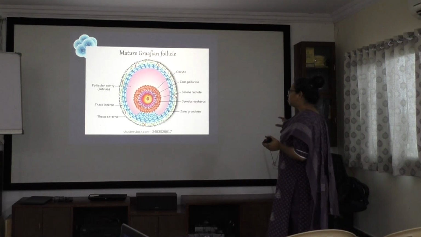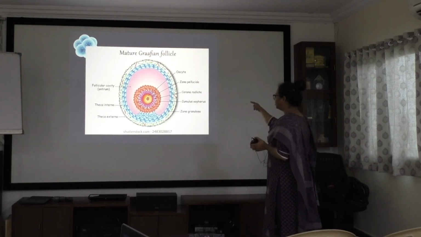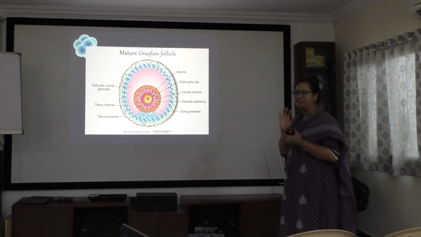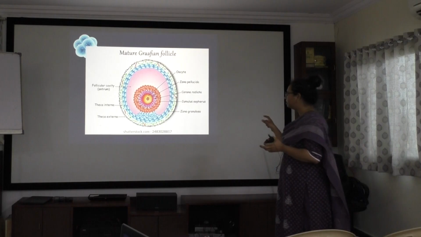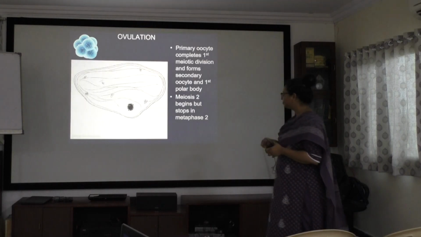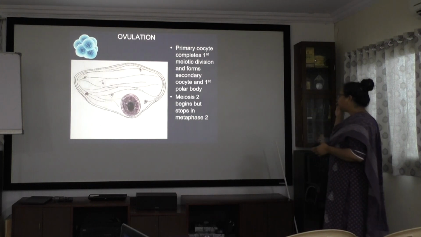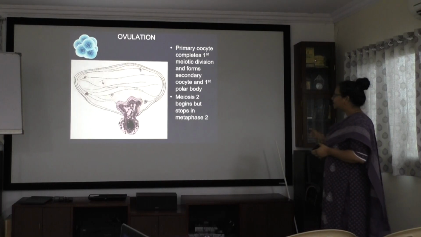Few cells surrounding the primary oocyte are called the cumulus oophorus. It is surrounded by the thecal cells. Few cells differentiate, get flattened, and surround the forming Graafian follicle, called the theca interna cells. The primary oocyte completes its first meiotic division and forms the secondary oocyte and first polar body. At this stage, ovulation takes place.